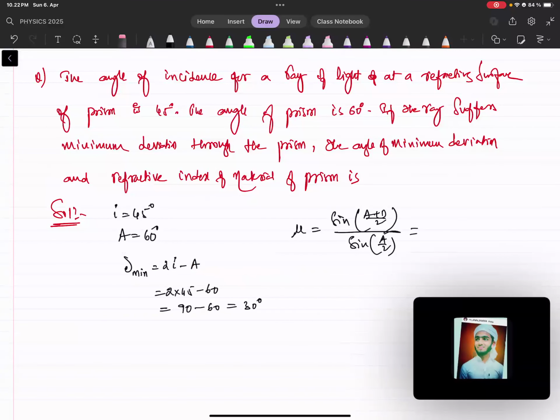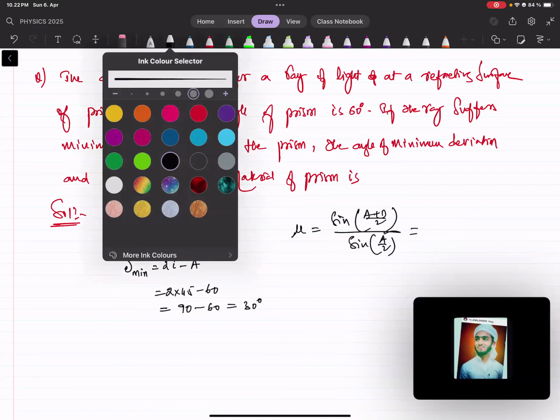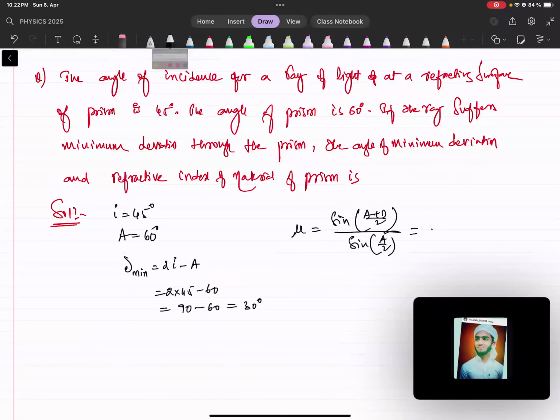Root 2. Root 2. Got it, everyone? Yes, sir. Root 2. Okay, chal.